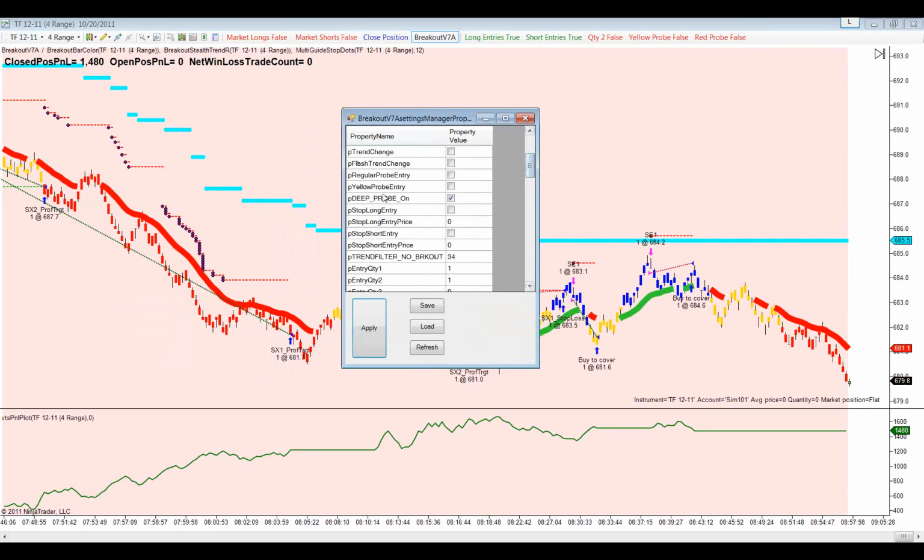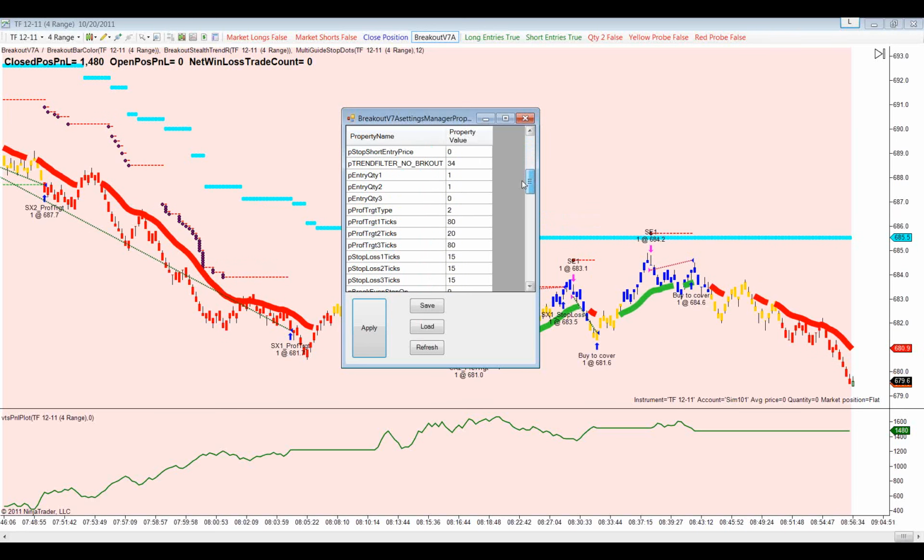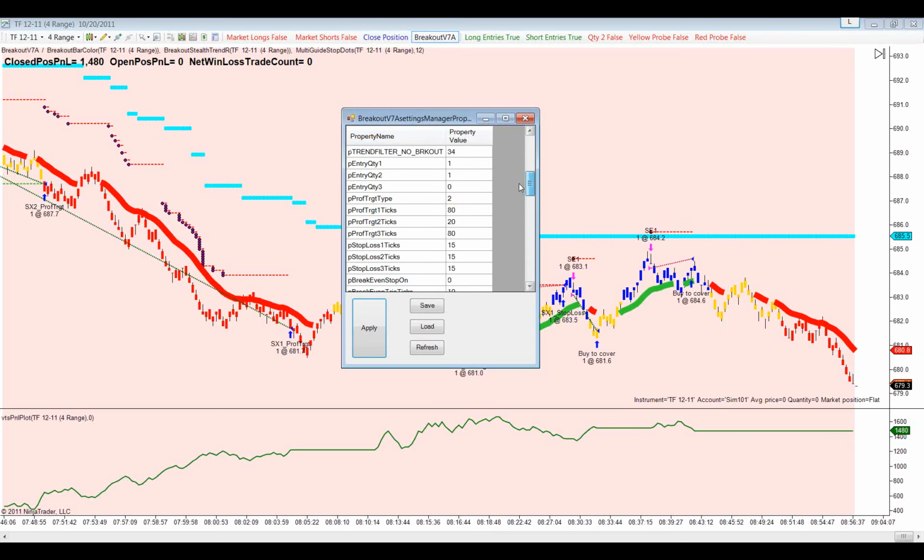All right, so all you're taking here is the deep probe, right? Your breakout mode is off. You're using your trend filter. You're trading quantity one and quantity two. You've got 80 ticks on the first profit target, 20 on the second. Your stops are 15, although I recommend going bigger to 20.